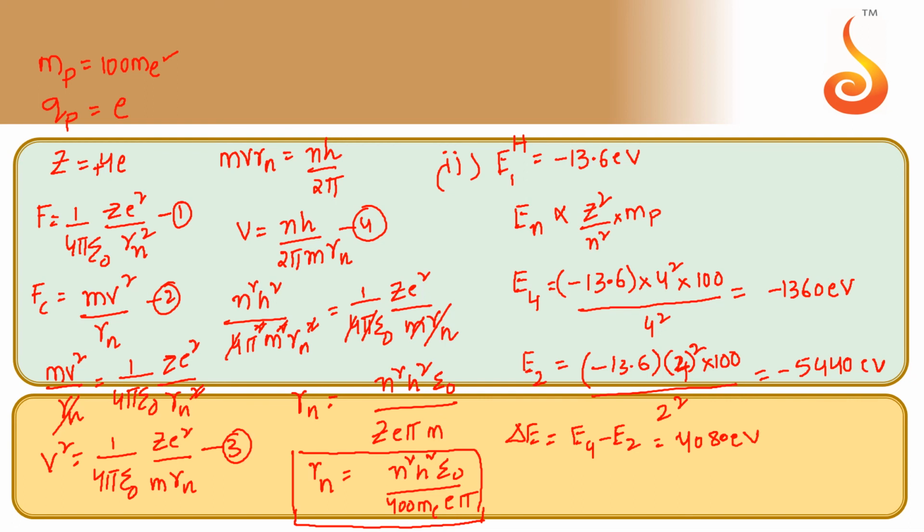And we know that we need to calculate the wavelength. So the wavelength can be written in angstroms as 12375 by 4080. We will get the wavelength in terms of angstroms, that will be 3.0 angstroms. So the wavelength released will be 3 angstroms.